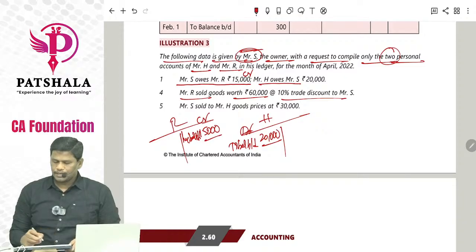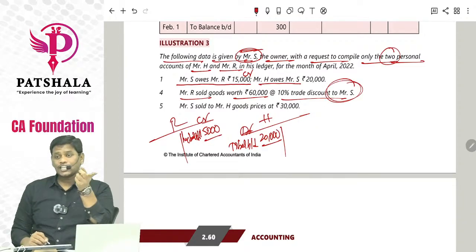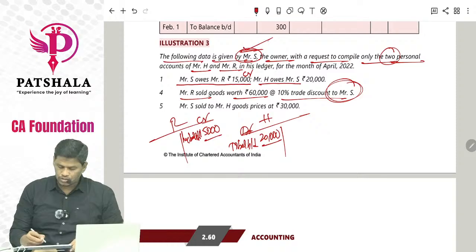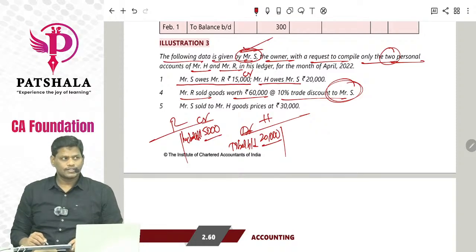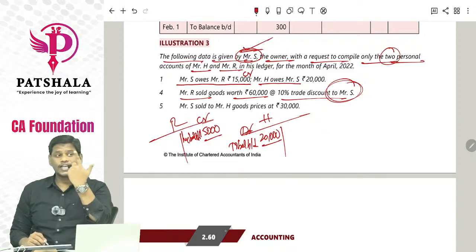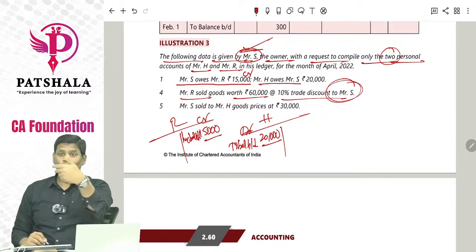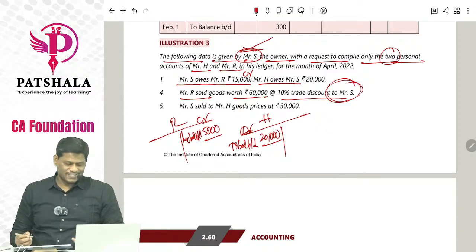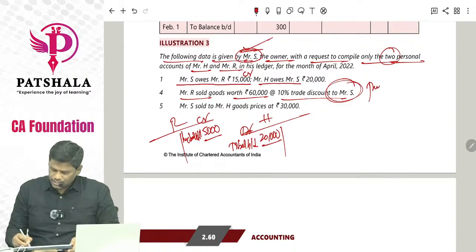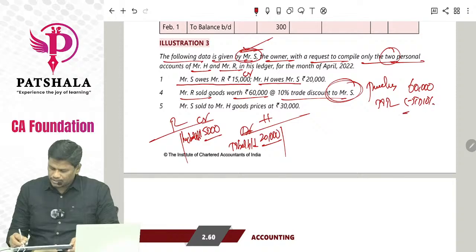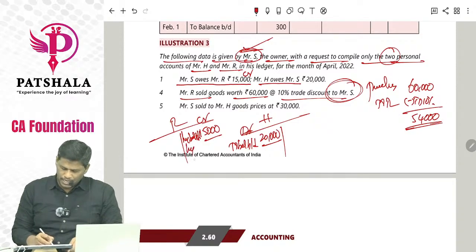Trade discount 10% to us. R sold to us. We are writing in whose books? Our books we are writing. So when R sold, what did we do? R sold to us. You are us. So what you did? Purchased. So it is a purchase entry. Purchases account debit, to R. But how much? 60,000. Trade discount was 10%, 6,000. So it is 54,000. So in our account, by purchases 54,000.